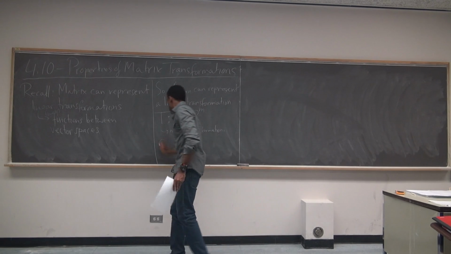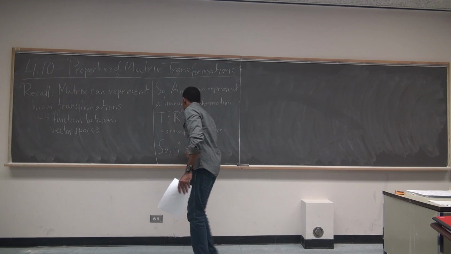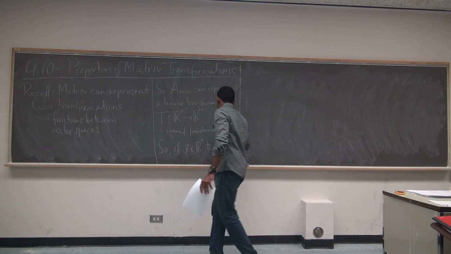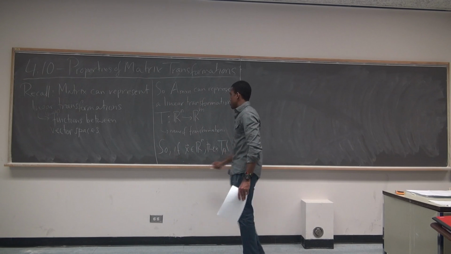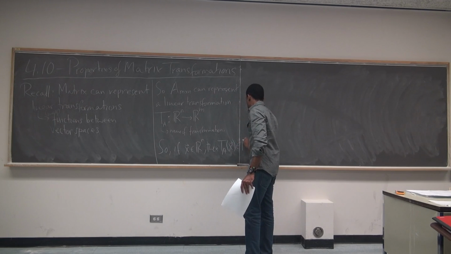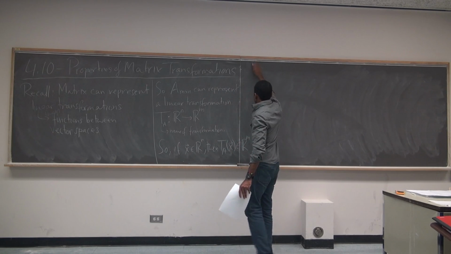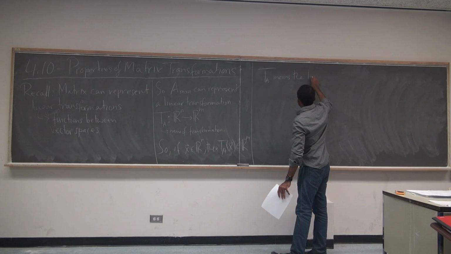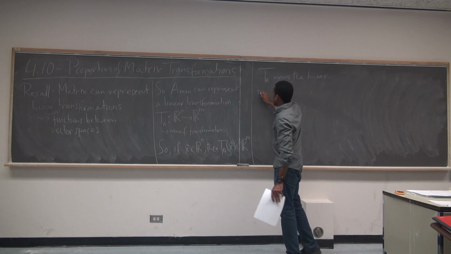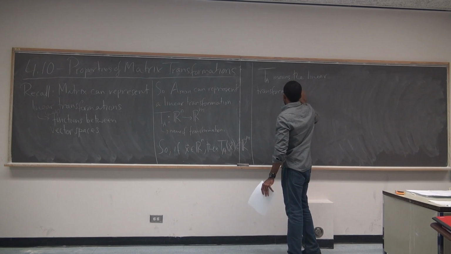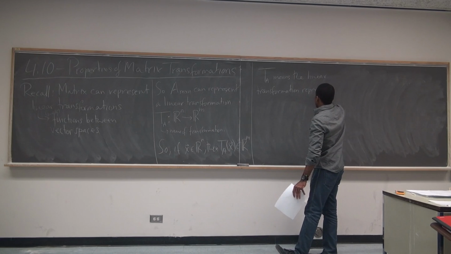So basically, if we have a vector in Rn, then TA of that vector will be in Rm. Right? TA means the linear transformation represented by A.